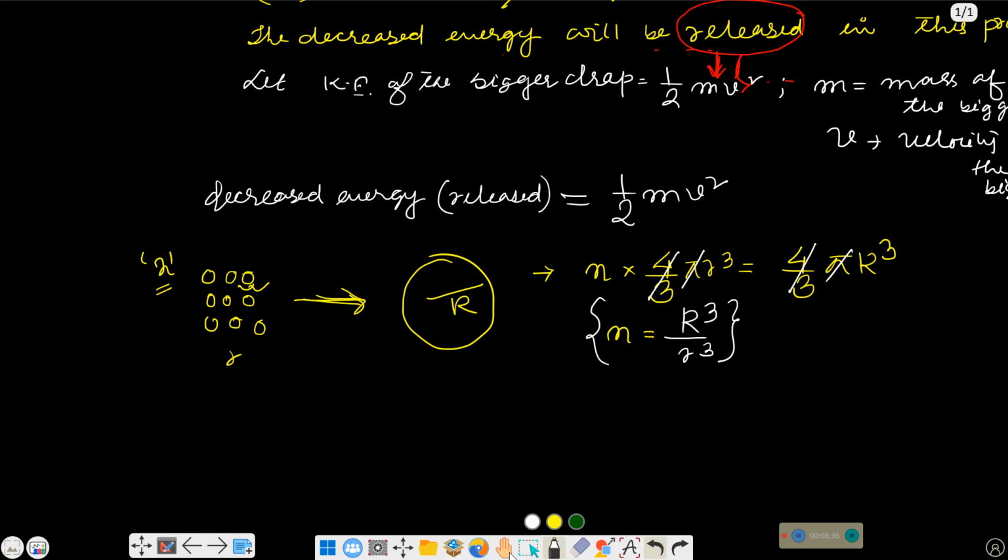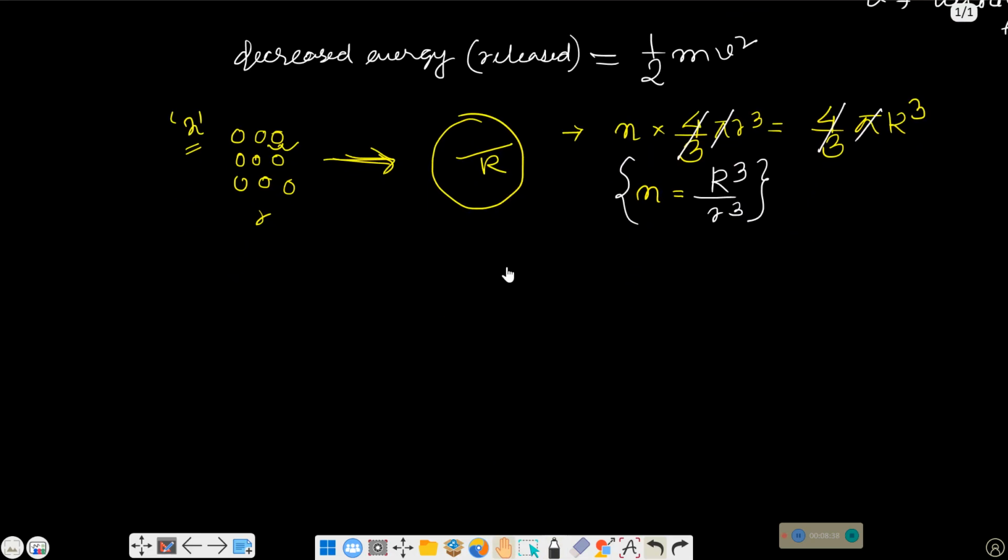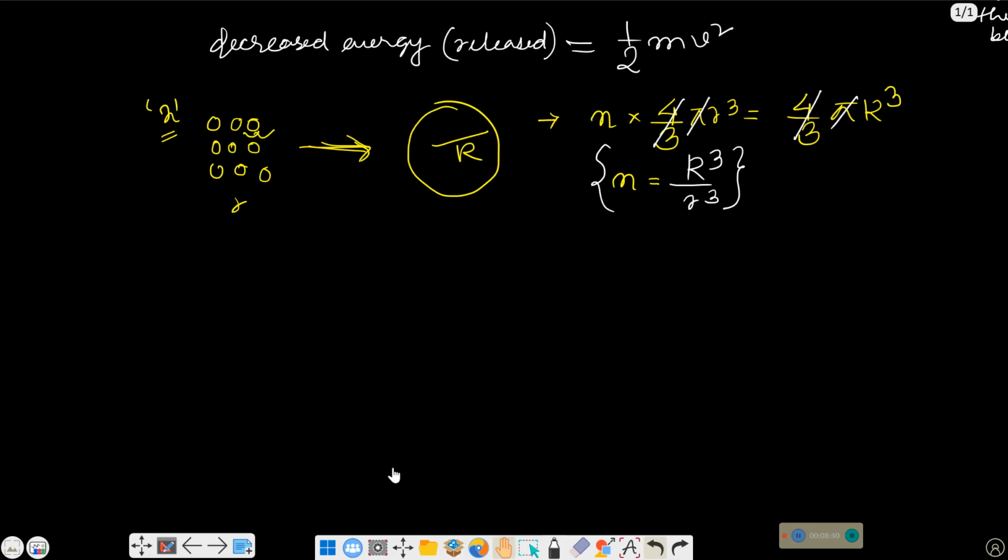Okay. So from this, what will be the surface energy of this? This is your initial condition. This is your initial. This is your final state. Okay, final state. In the initial state, what will be the energy? Surface energy.